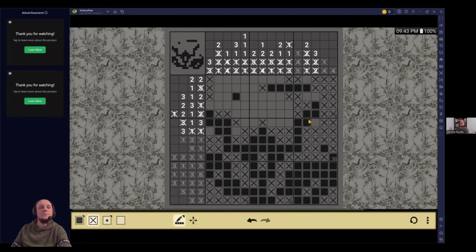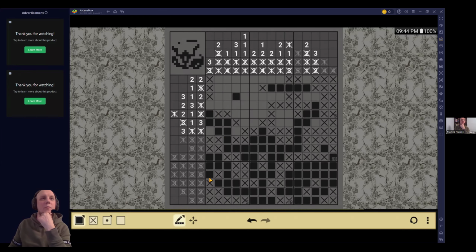Okay. What else do we have? 3 plus 1. This one, since we know it's in here, that means that's an X. On this line, the 3 doesn't fit here. Okay. I don't see anything else obvious in here.